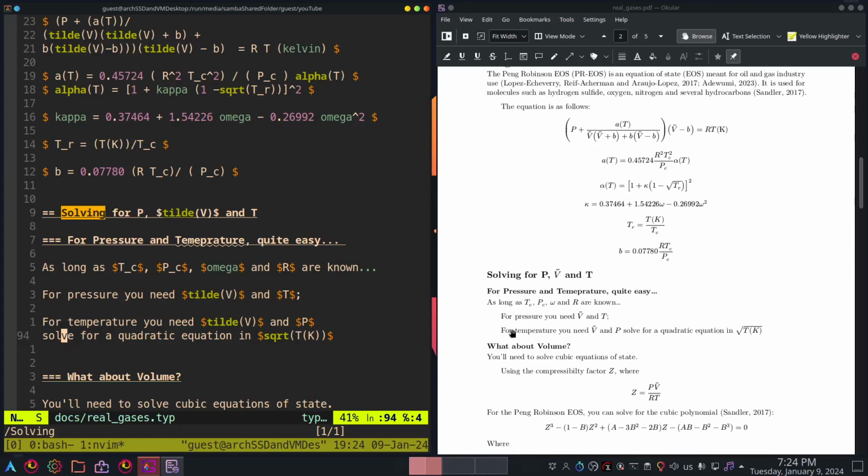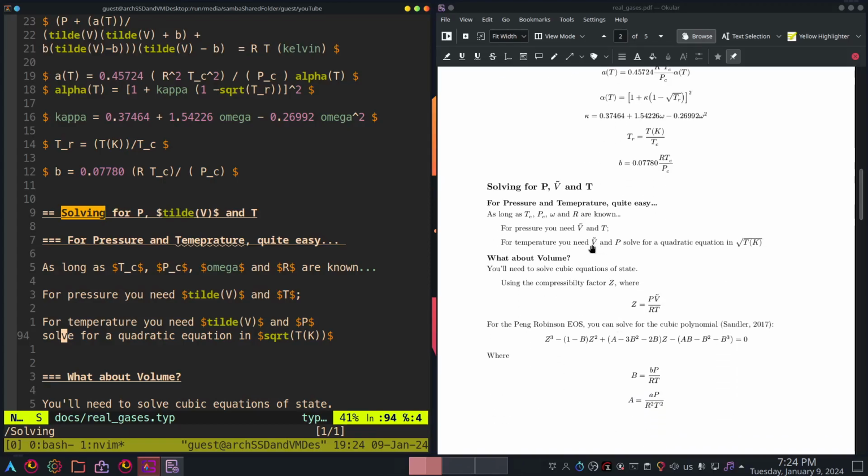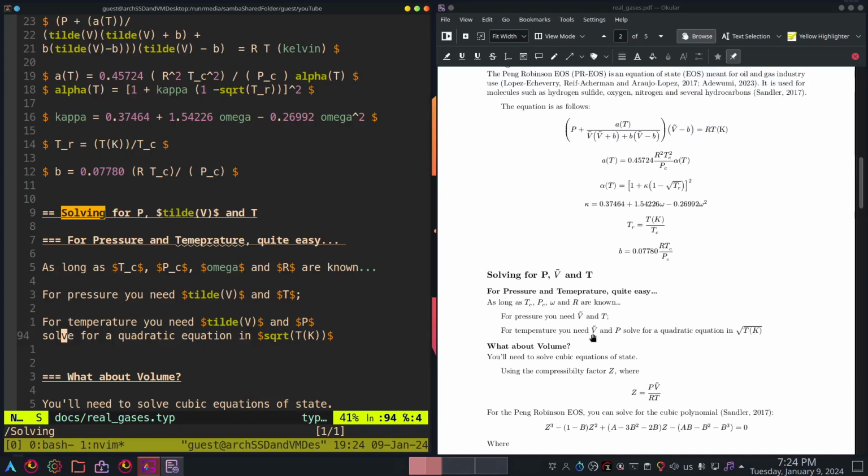Okay, so the last time we talked about this, you basically need an equation based on the molar volume and pressure, and you find a quadratic equation using the square root of temperature. Why is that so? If you take a look at this equation here, we have the temperature in Kelvin here. However, we also have alpha T. Alpha T here is most definitely based on the reduced temperature, and there is a square root term in here. So we don't have a choice, but we really have to deal with this square root term.